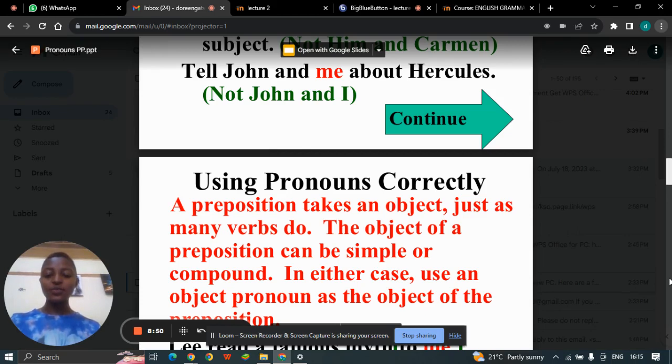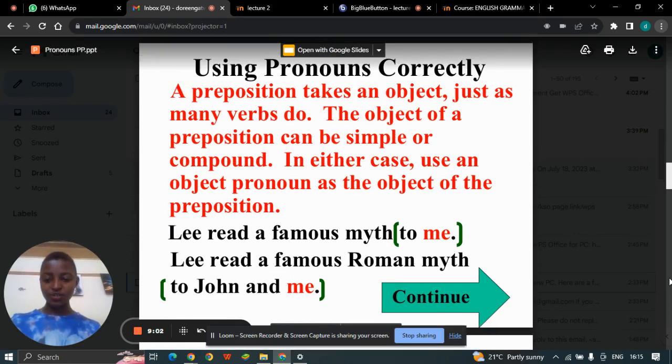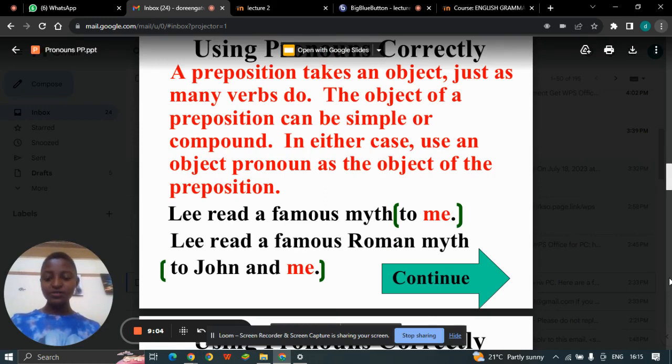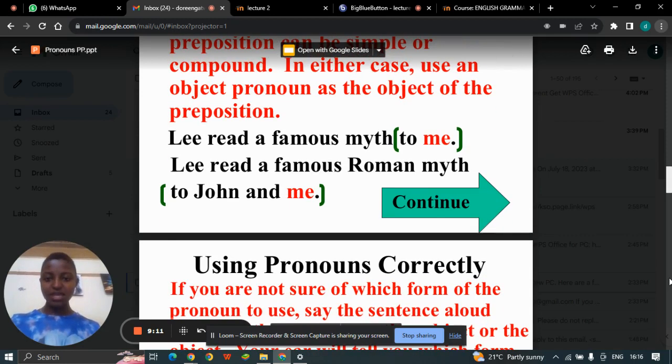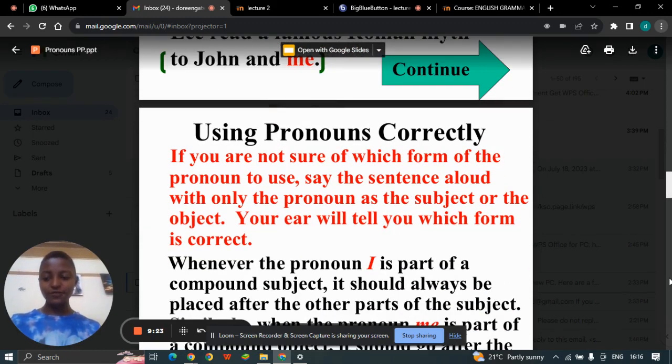The object of the preposition can be simple or compound. In either case, use an object pronoun as the object of the preposition. For example, Lee read a famous myth to me. So Lee read a famous Roman myth to John and me. The me in the above examples is the object of the preposition.